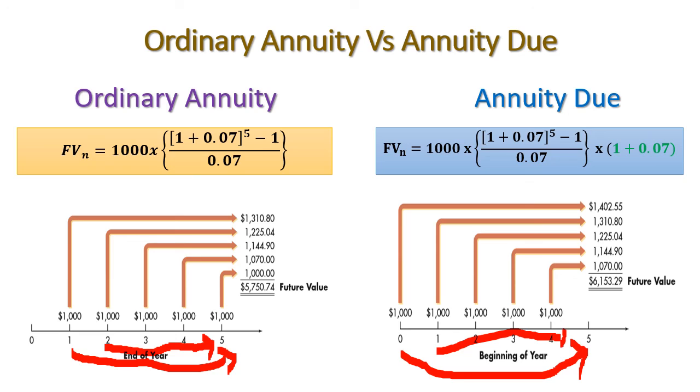and so on. So each deposited amount in annuity due has extra interest over the corresponding deposited amount in ordinary annuity. This is the reason why we add this term to find the future value of the same amount deposited in annuity due and ordinary annuity at the same interest rate over the same specific period of time, which is 5 years.